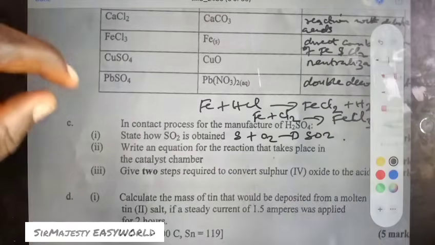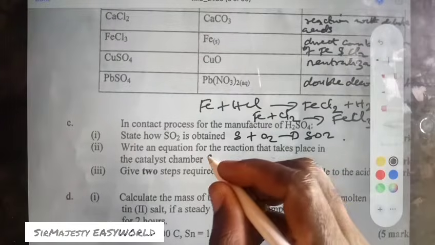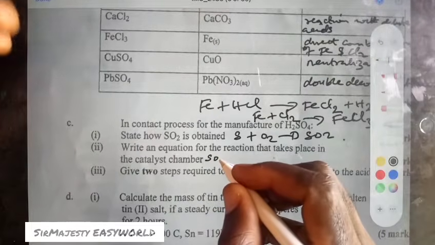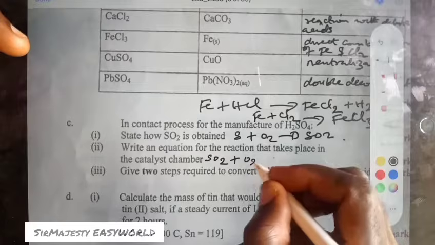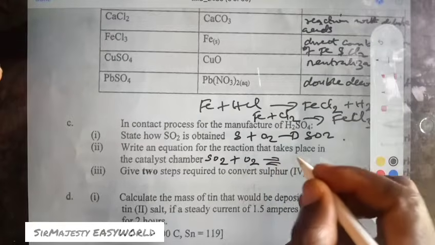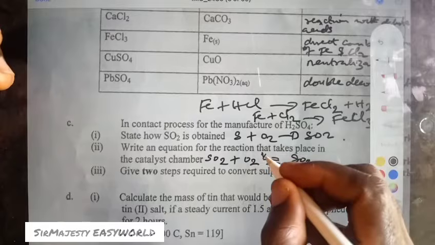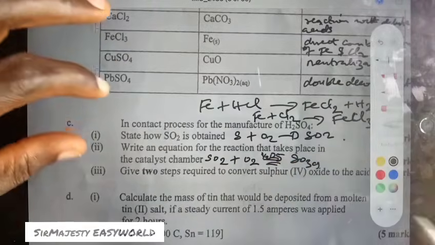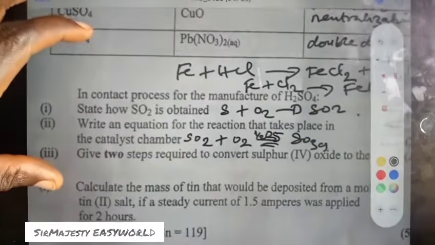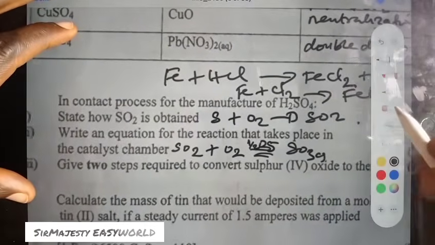So simple. They say write the equation. You write the equation. They have written it for yourself, I think in question number 6, that's the 6B or so. Forward, backward, SO3. You write gas. Remember V2O5, that's vanadium(V) oxide, should be present as the catalyst.